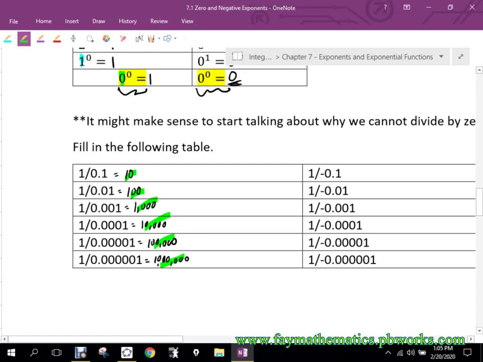So if I were to add another column or another cell here that says 1 divided by 0.0000000000000000001, that would be a 1 with a bunch of zeros behind it, right? And it would be much greater than a million, correct? You guys understand that? Okay. So you're making the argument that these numbers keep getting bigger and bigger and bigger, right?